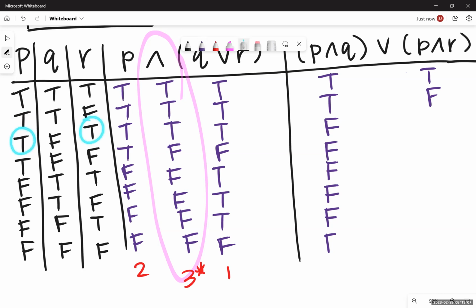Third case, T and T is good, so we do true. And then the fourth case is right here, T and F. Honestly, y'all, we got F and T, F and F, F and T, F and F. From this point on, they're all going to end up being false. So 1, 2, 3, 4, 5, 6, 7, 8. I counted them just because it's hard to keep them straight without lines.